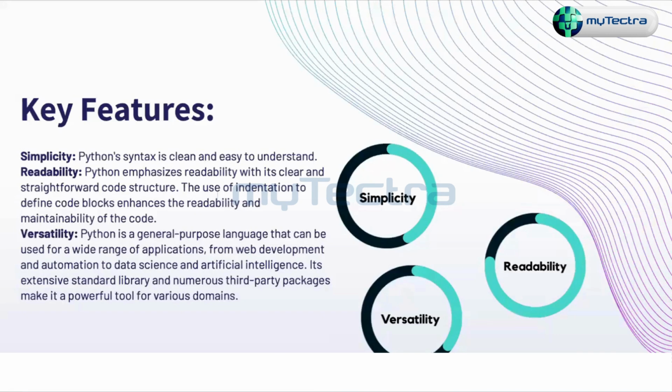So now the third part: what are the best features Python provides? That is versatility. Python is a general purpose language that can be used for a wide range of applications, from web development and automation to data science and artificial intelligence. These are the sectors where Python is used a lot. Its extensive standard library and numerous third-party packages make it a powerful tool for various domains.